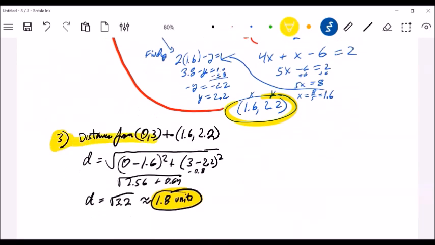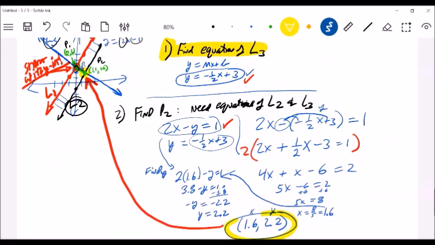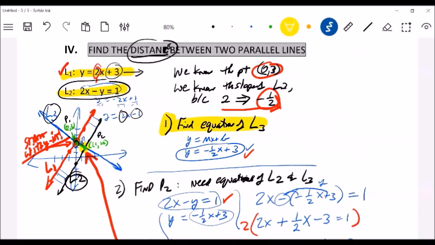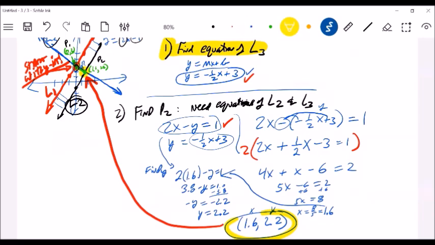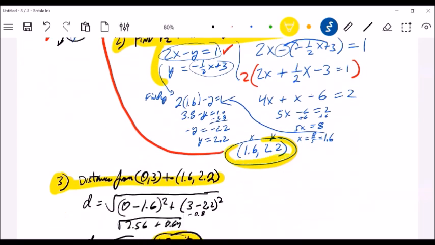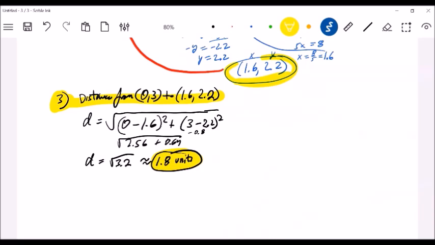And now we just had to find the distance between the 2 points as 1.8 units. So there are quite a few steps to this. It's not an easy one to do. You just have to think about these 1, 2, 3 steps. Okay, so find the equation of L3, which means you needed to know these 2 points. And then find point 2. So you needed to solve a system of 2 equations. And so we got the point. And then we can use the distance formula to find the 2 points.